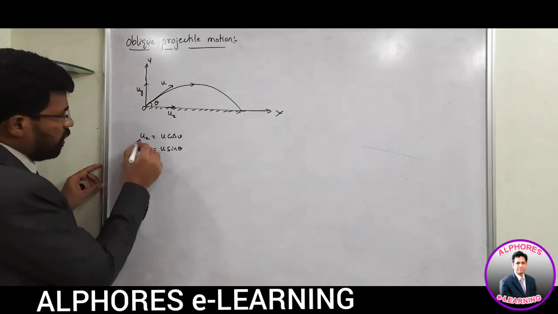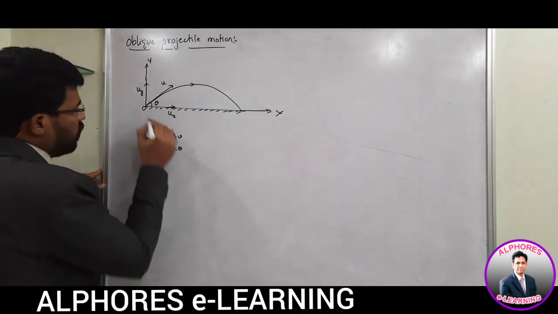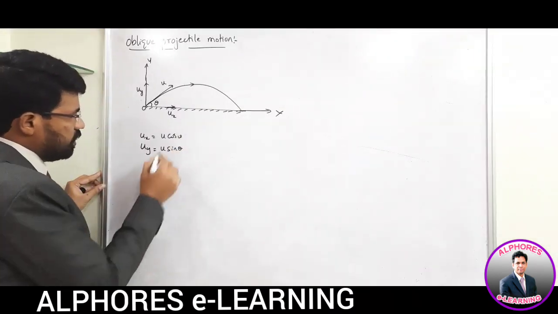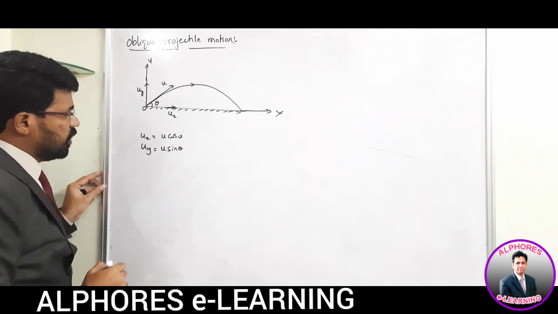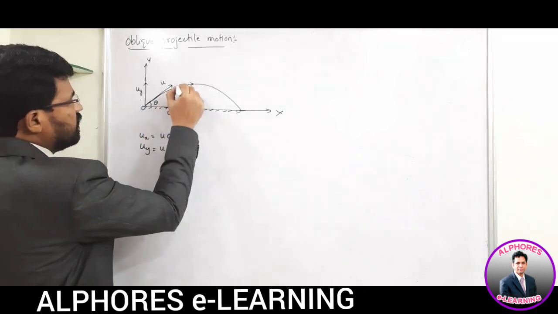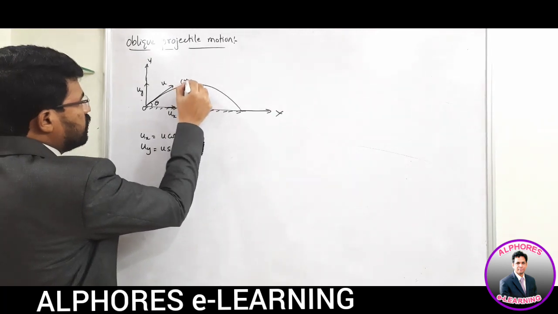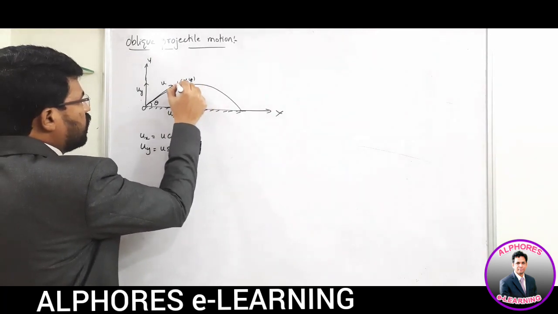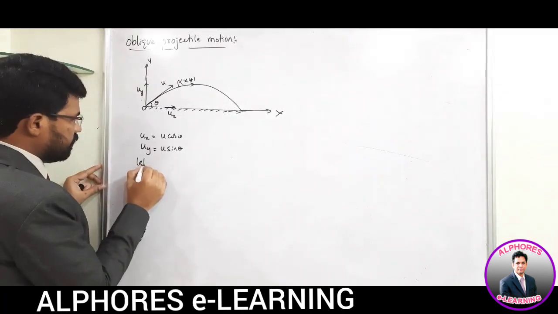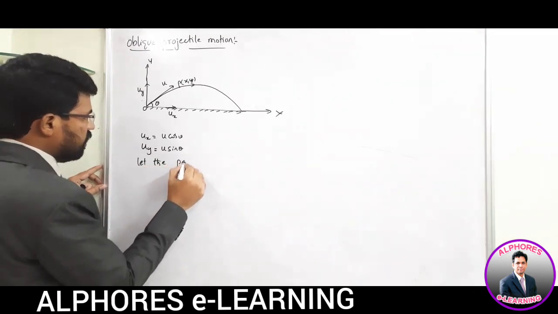So horizontal component of velocity is u cos theta. So along this direction, how much is the velocity? U cos theta. Vertical component is u sin theta. Let us say after a time t, the particle has reached this point. Here, let the coordinates be x comma y. This point is P.